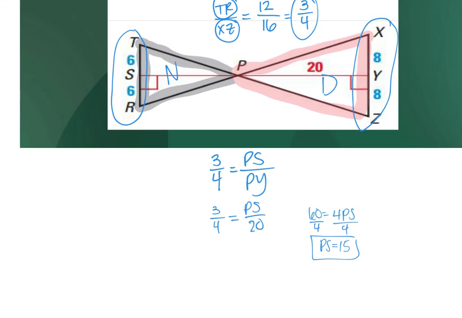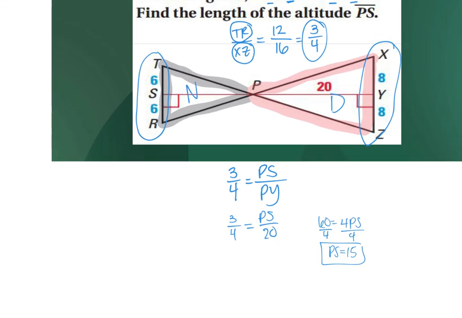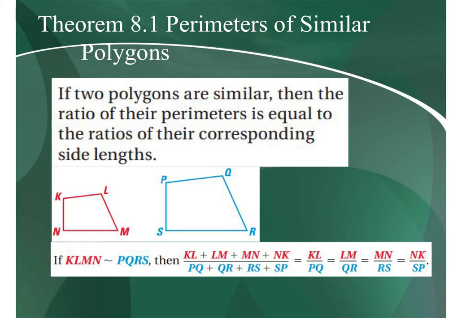So our altitudes are, the altitude of the smaller triangle is 15. Just remember, guys, that's the scale factor. It's going to apply to all sides and all measures of all other lengths inside the triangle. So altitudes, mid-segments, medians, all that stuff, perimeters, it's going to be proportional by that scale factor. If two polygons are similar, then the ratio of their perimeters is equal to the ratio of their corresponding side lengths. In other words, the scale factor holds for the perimeters as well.